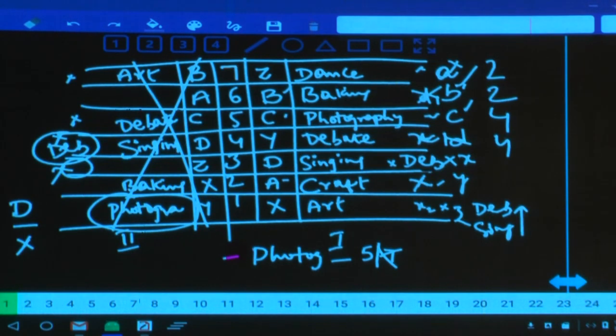Only 2 people live between Z and A. How many people live between Z and A? There are 4 people, so the first one is false. Choice 3: the one who is participating in a craft competition lives on one of the floors above D. Craft is below D but not above, so choice 3 is also ruled out.